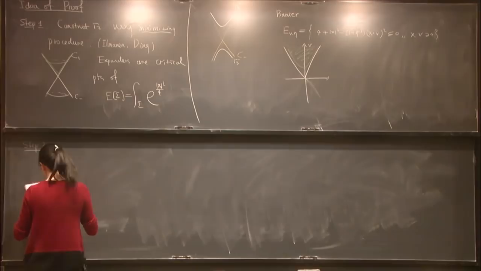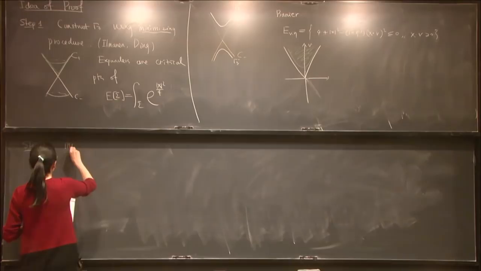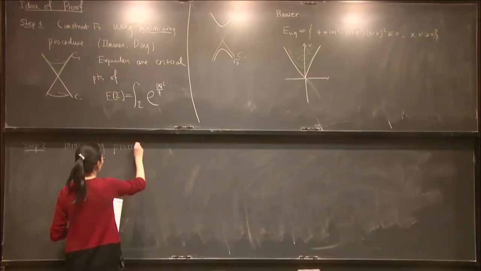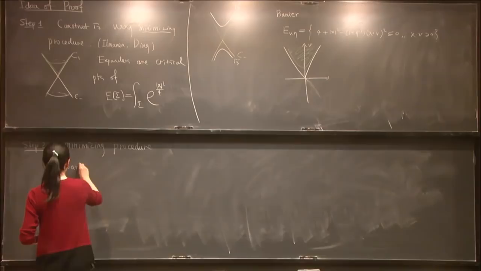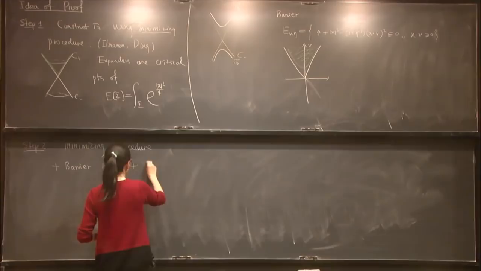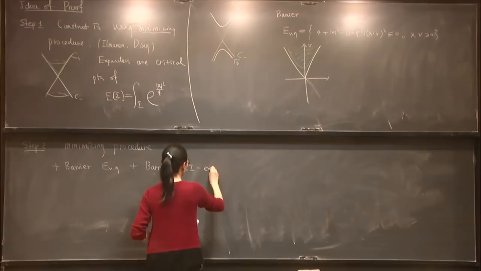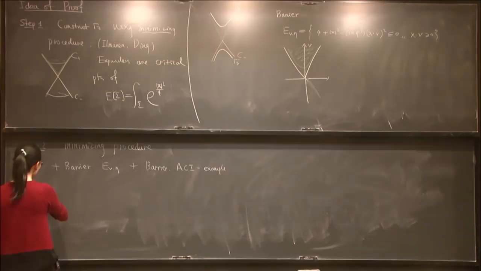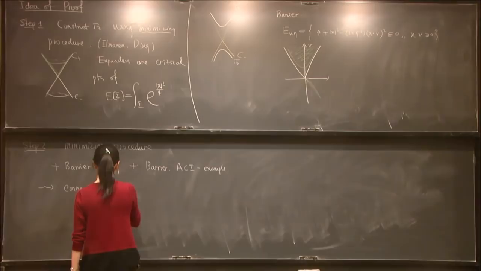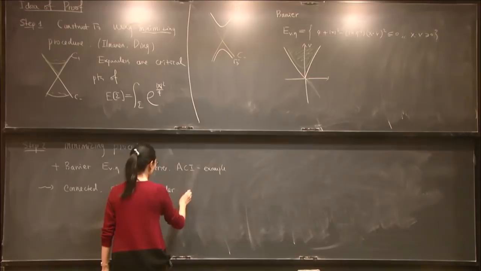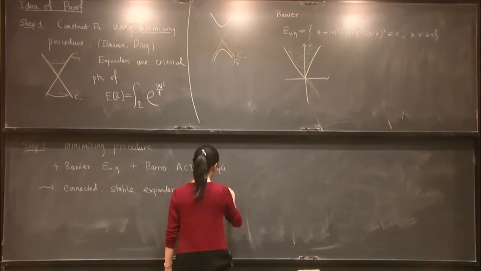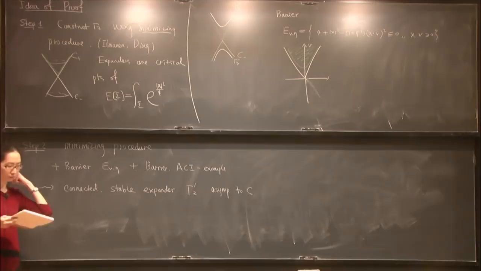So the second step is, again using a similar minimizing procedure, plus the barrier, and plus the barrier coming from the rotationally symmetric example, to produce a stable expander, gamma 2 prime, asymptotic to the cone.